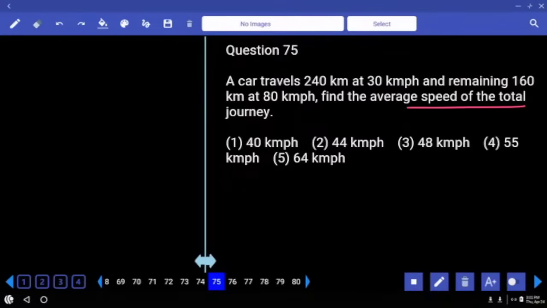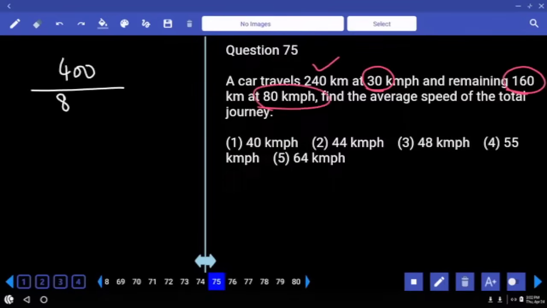Average speed is total distance by total time. Total distance covered is 240 plus 160, which is equal to 400, divided by total time. To cover 240 kilometers at the rate of 30 km per hour, time taken is 240 by 30, which is 8. And 160 kilometers covered at 80 km per hour, time will be 2. Total time is 10. 400 by 10, answer 40.